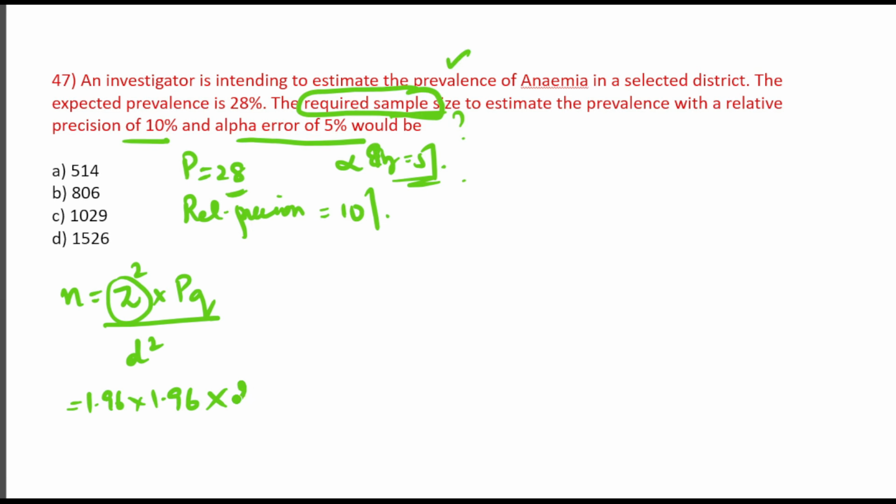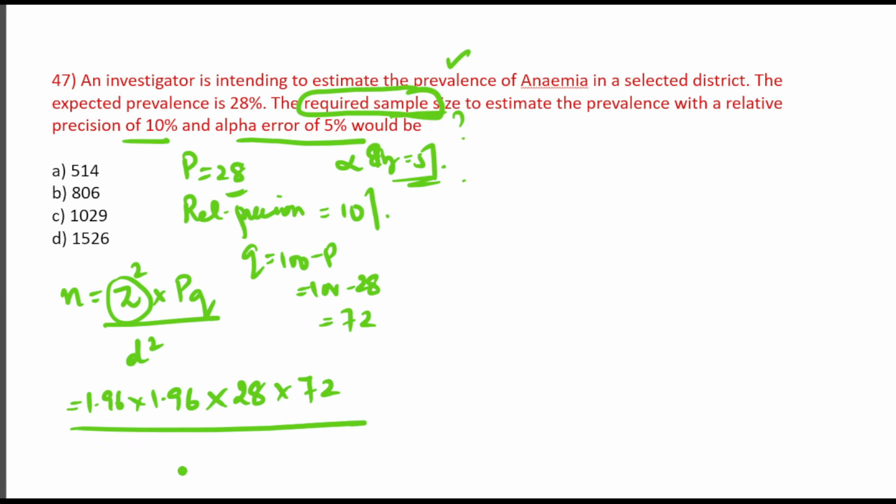P is 28. What is Q? Q is equal to 100 minus P, which is equal to 100 minus 28, which will come to 72 into 72 by D square. What is D? They gave relative precision of 10%. Okay. So whenever they are giving relative precision, then what will be the value of D?